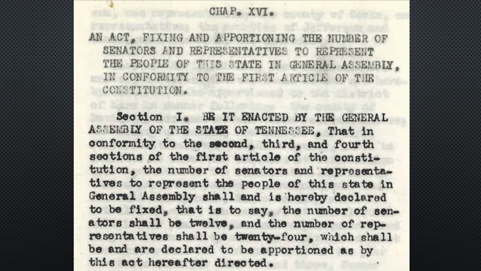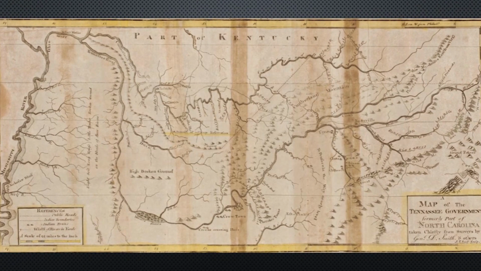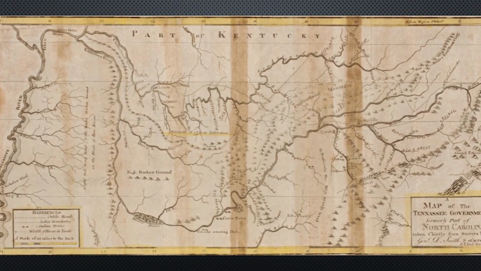That chapter set the membership of the Senate at 12 and the House of Representatives at 24. So 36 members of the General Assembly, beginning with the third General Assembly, which would convene in September 1799. And those 36 members represented 15 counties in the growing state. But remember that the first and second General Assemblies both had 33 members, 11 senators, 22 representatives. So how could they just change the number of members for the third General Assembly?